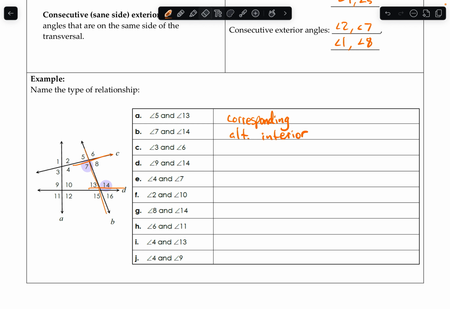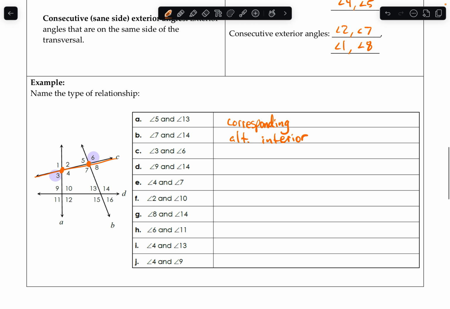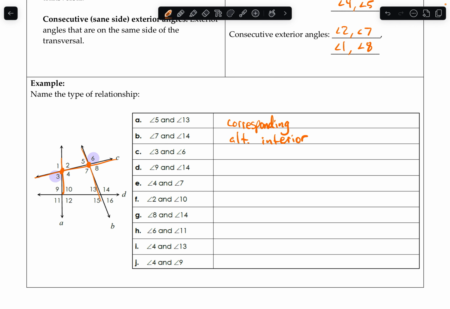All right, this is the first time that the transversal and the lines are getting changed. So let's get that stuff out of there. Now I'm looking at, here's 6, here's 3. Now look at what intersections we're dealing with. We're dealing with these two intersections. They're shared by C, and your lines are B and A.